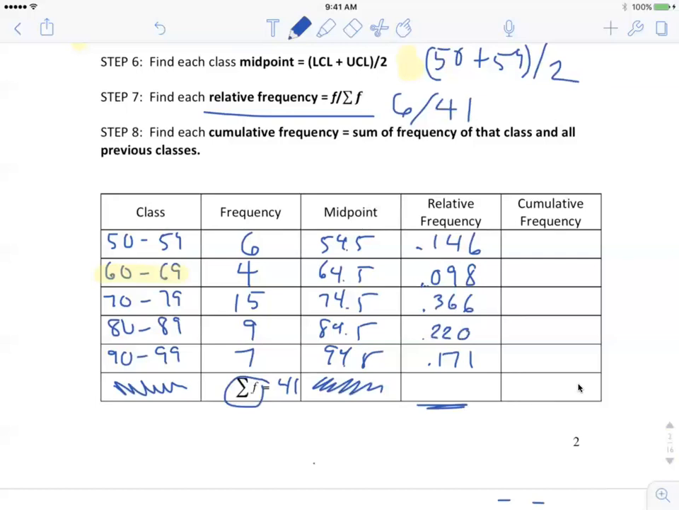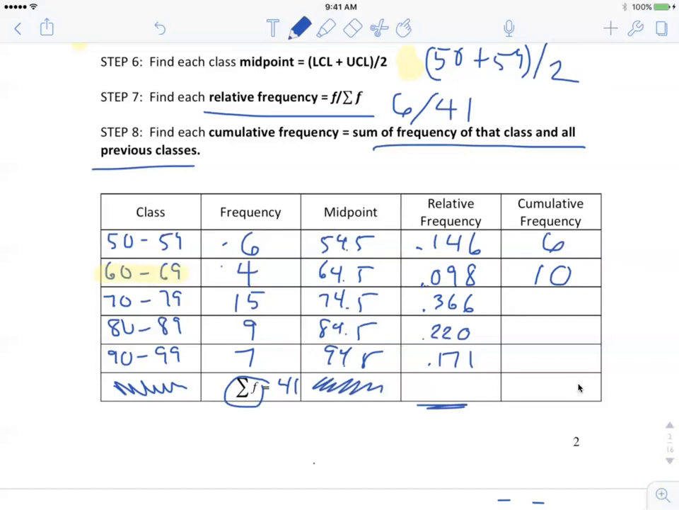Okay, the last thing in a frequency distribution we're going to talk about is what's called cumulative frequency, and that's the sum of frequencies of that class and all previous classes. Okay, so the first one, there is no previous classes, so it's just 6. It matches the frequency. The next class, for 60 to 69, the frequency is 4, but the previous one is 6. Right? So I'm doing 4 plus 6, 10.